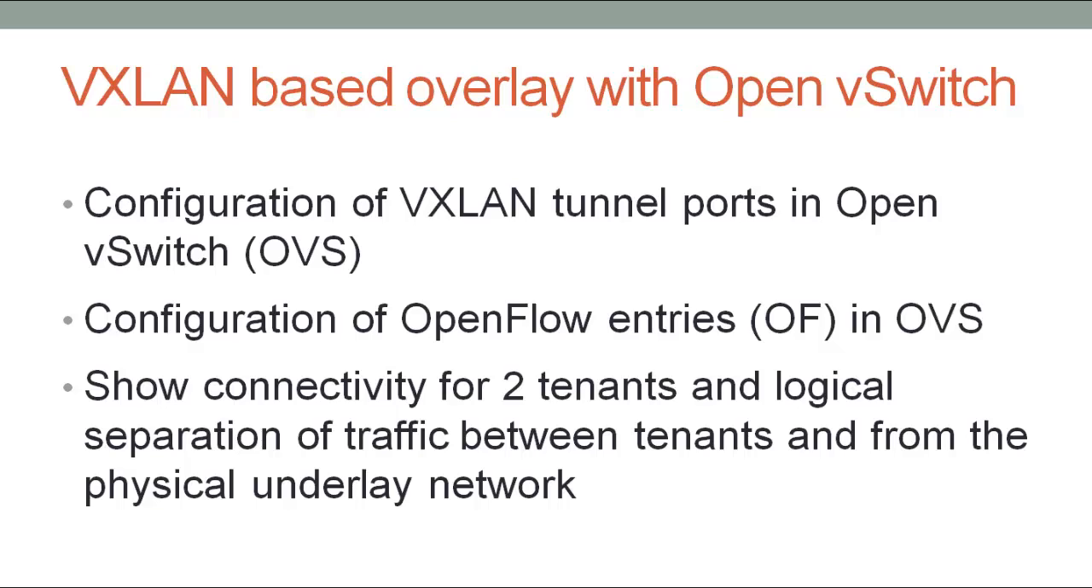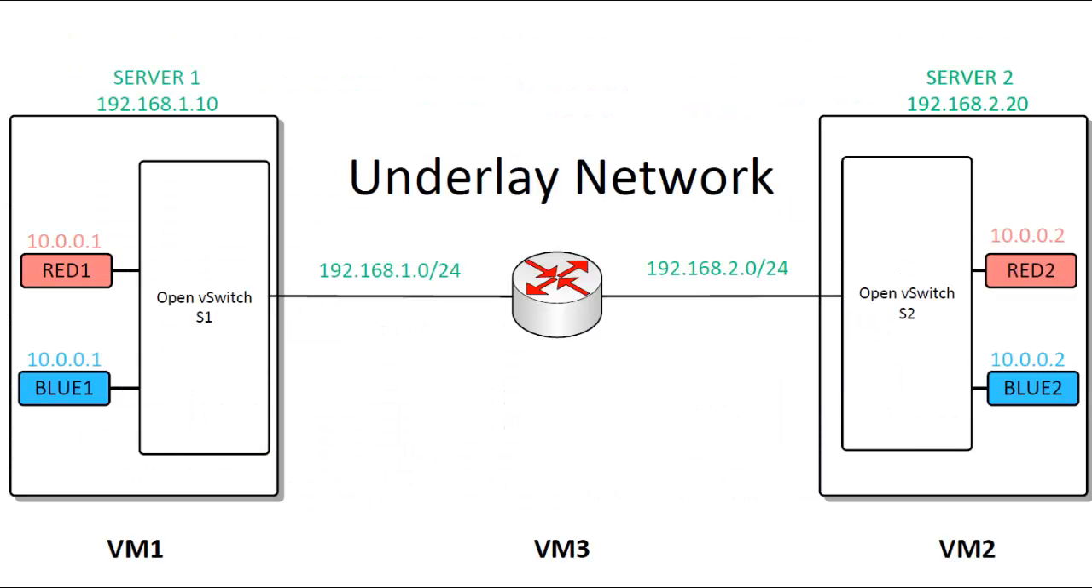Here, I'll show the configuration of VXLAN tunnel ports in OVS. Then I'll manually add OpenFlow flow entries to make use of the VXLAN tunnel. I'll demonstrate the tunnel in action, showing connectivity for two tenants over the tunnel. Overview. Let's jump right in.